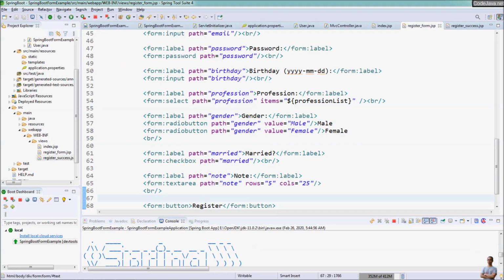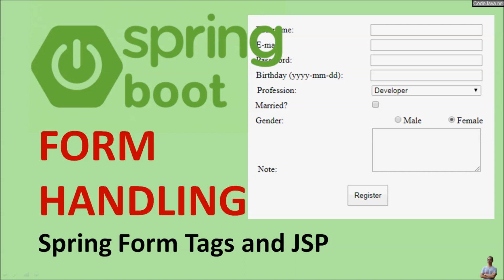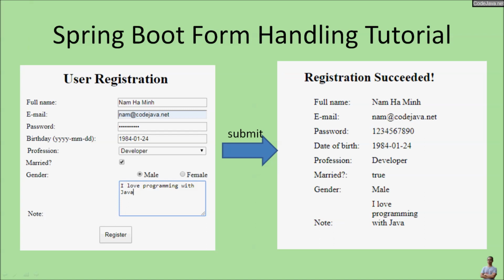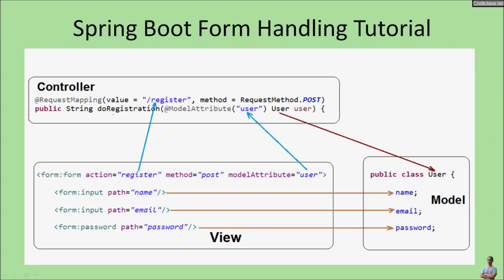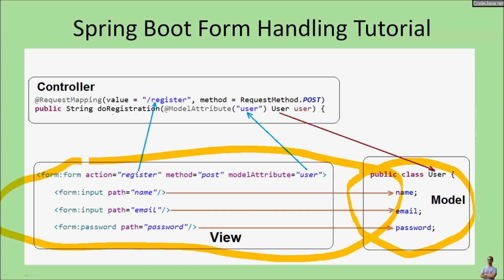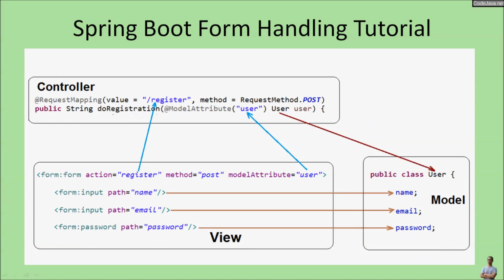Very good, right? So now you have learned how to develop a Spring Boot application that handles a form with Spring form tags and JSP, and you have learned to create a web form that looks like this. And you see, handling a form in Spring Boot is quite easy. In the model, we have a model class, and in the view we use Spring form tags, and in the controller we use a model attribute annotation. In the form we use a model attribute.